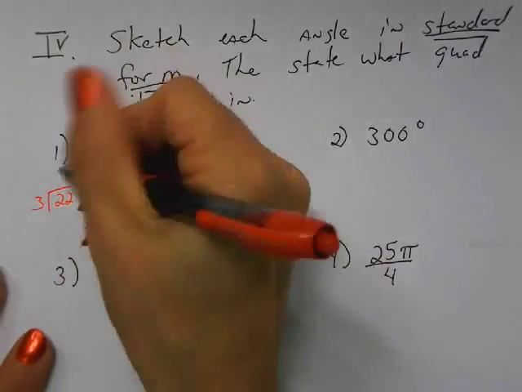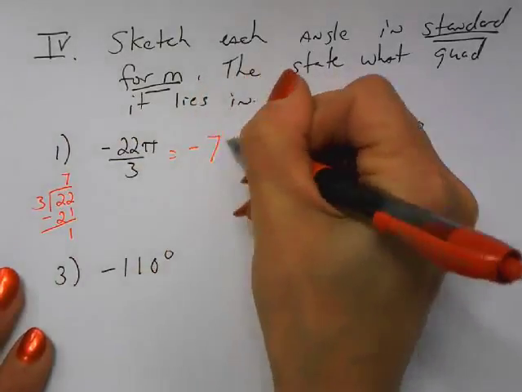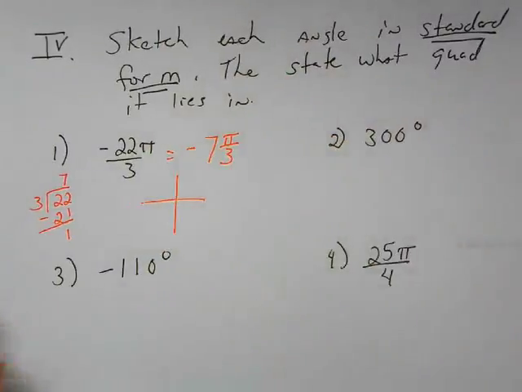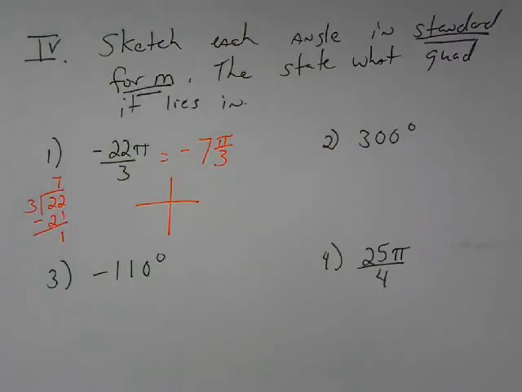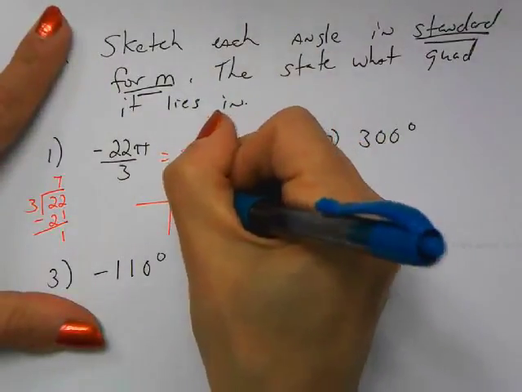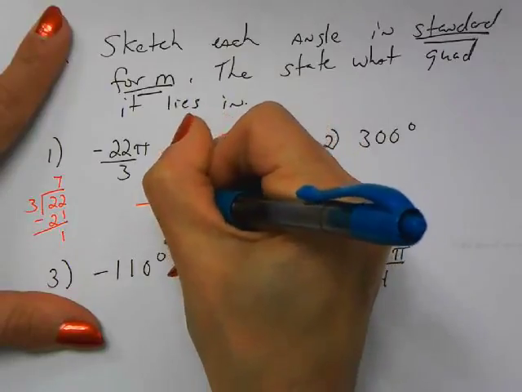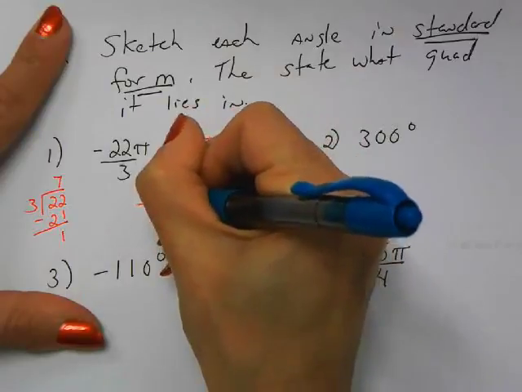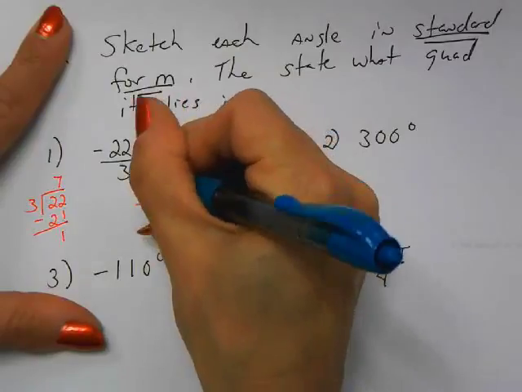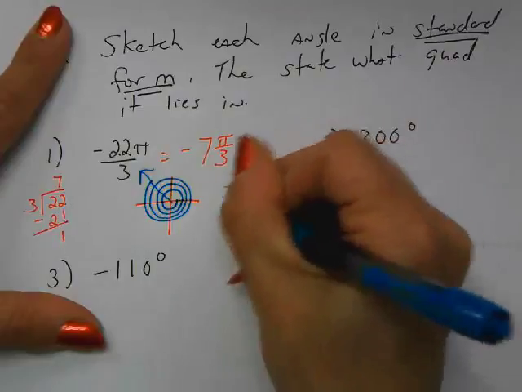So, 3 will divide into 22 7 times with 1 left over. So, really, this is -7 pi over 3. Because of the negative, I am going to move counterclockwise. So here I go. 1, 2, 3, 4, 5, 6, 7, and a third. That's my angle. Therefore, I lie in quadrant 2.